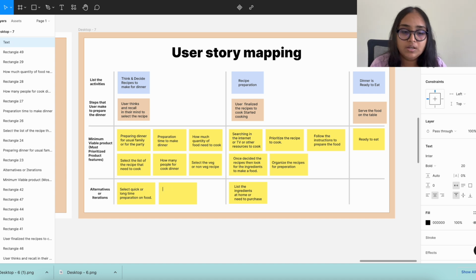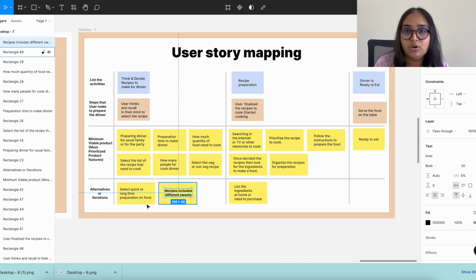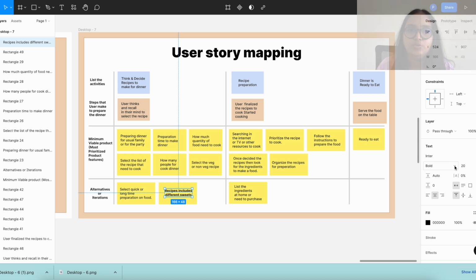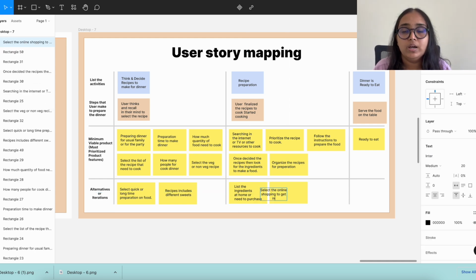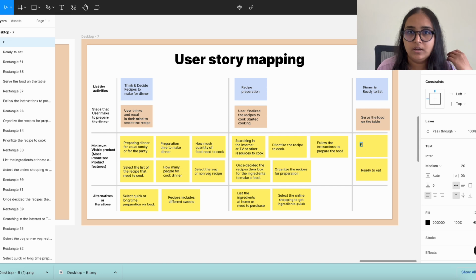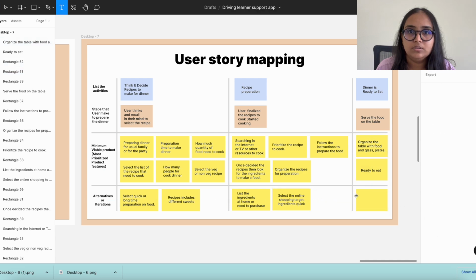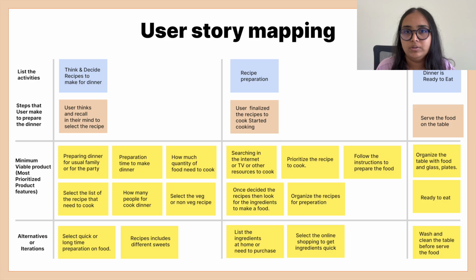So this is the second activity, and the third activity is dinner is ready to eat. Under that the step is to serve the food on the table. Once the food is ready, they can serve it on the table for dinner. These are the cards and steps for the user that I took from the brainstorming process. Now I am adding additional cards that I have in mind to the whiteboard in the user story mapping.